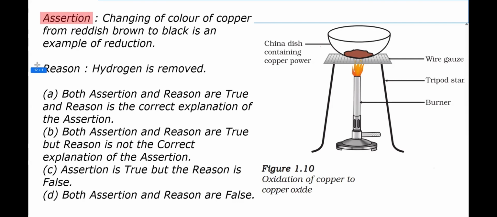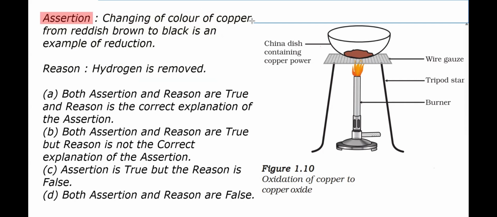In this assertion-reason based question, the assertion is that changing of color of copper from reddish brown to black is an example of reduction, and the reason given is that hydrogen is removed.